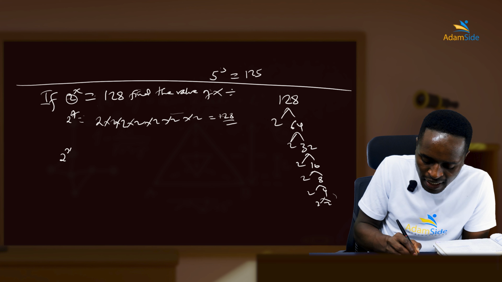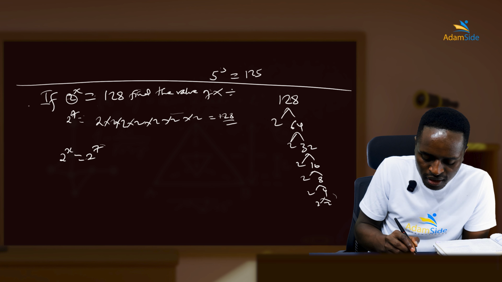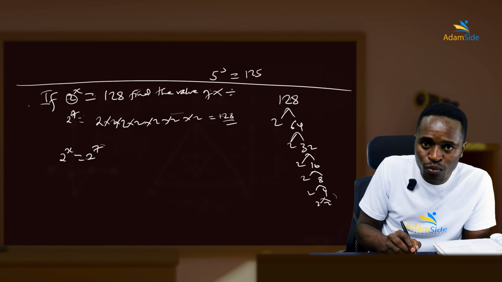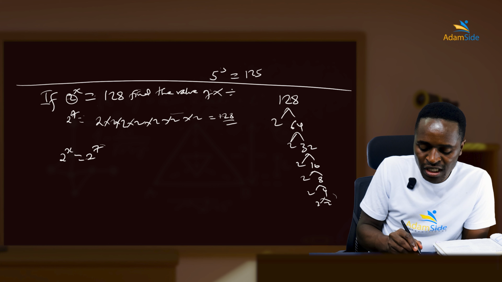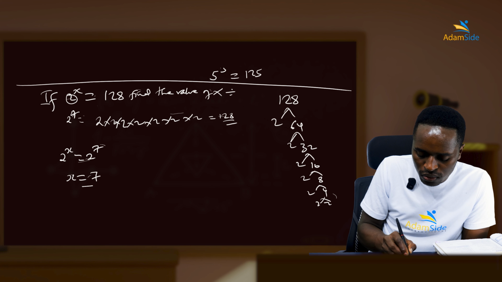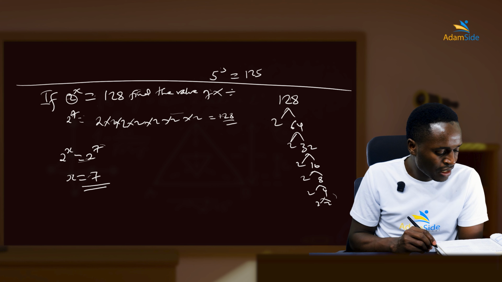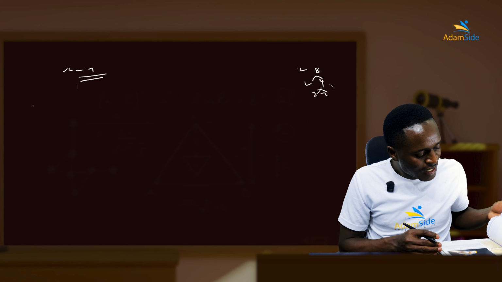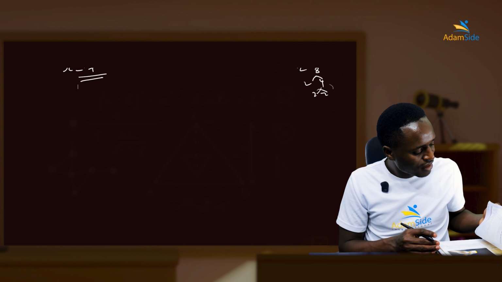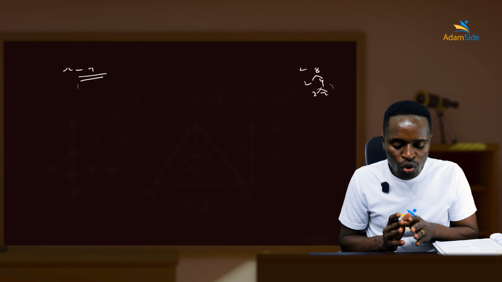So this will be 2 power x is equal to 2 power 7. So if the bases are the same, what do we do? That's another law. If the bases are equal, the exponents are also equal. That's another approach. Correct. Now, dear candidate, we are done with the topic laws of indices.